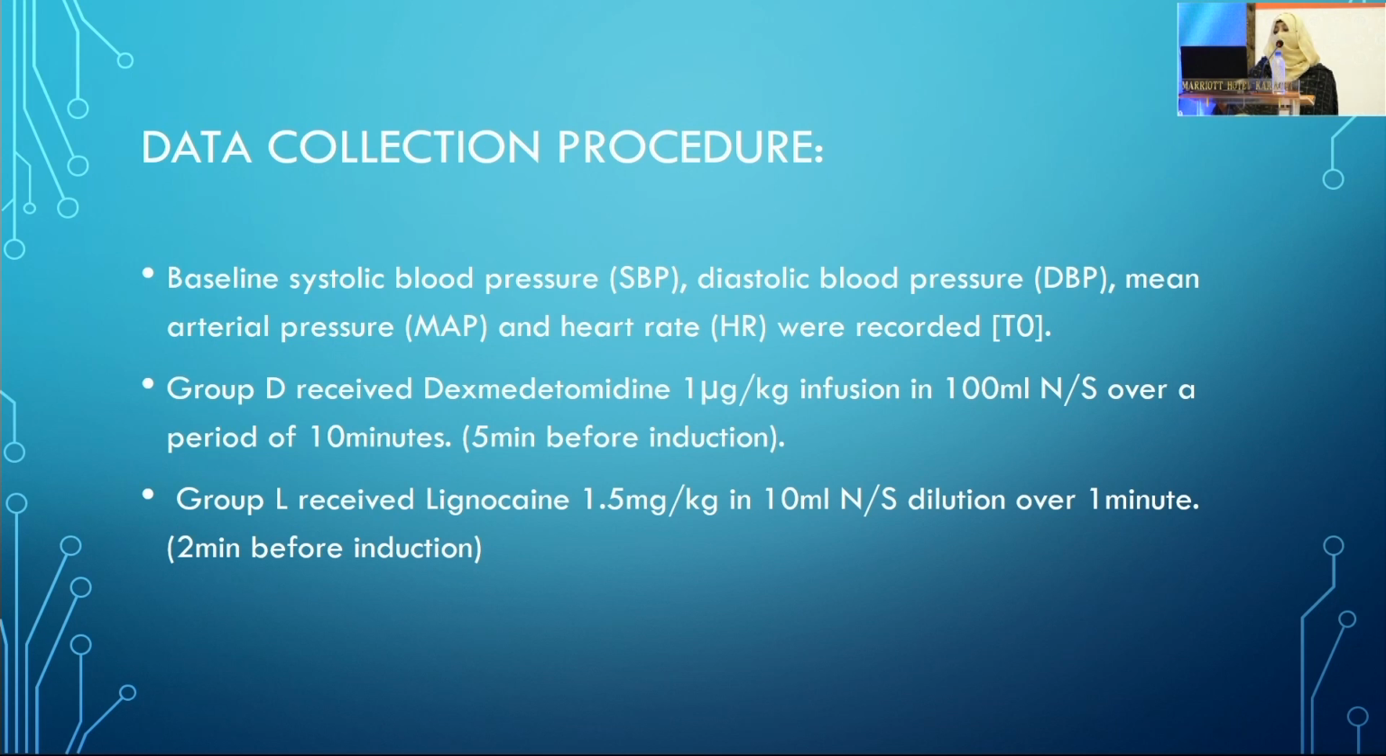For the data collection procedure, the baseline systolic blood pressure, baseline mean arterial pressure and heart rate were noted before the induction, which is labeled as T0. Group D received dexmedetomidine 1 microgram per kg infusion in 100 ml normal saline over a period of 10 minutes, 5 minutes before the induction. Group L received lignocaine 1.5 mg per kg in 10 ml normal saline dilution over a period of 1 minute, given 2 minutes before induction.